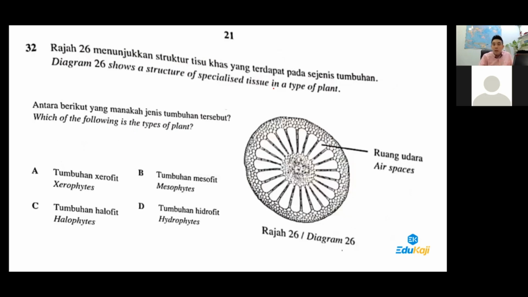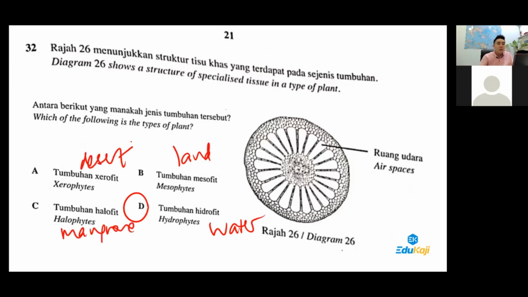Okay, 31, boy. 32, easy question. Hydrophyte, they live in water. These are land plants. Halophyte, mangrove plants. Desert plants. Because a lot of air spaces they need for buoyancy. So 32 answer donkey.